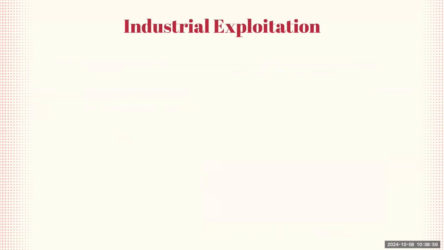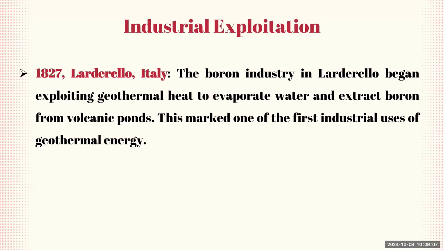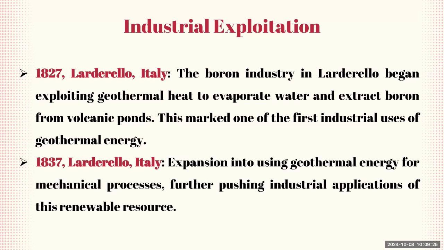In the early 19th century, geothermal energy began to be used for industrial purposes. The first was in 1827, where the boron industry in Larderello in Italy started using geothermal heat to evaporate water and extract boron from volcanic ponds. So this marked one of the first industrial uses of geothermal energy. By 1837, Larderello expanded the use of geothermal energy for mechanical processes, further advancing its industrial applications. These early steps in Italy set the stage for how geothermal energy could be used on an industrial scale, beyond simple applications like heating and bathing.